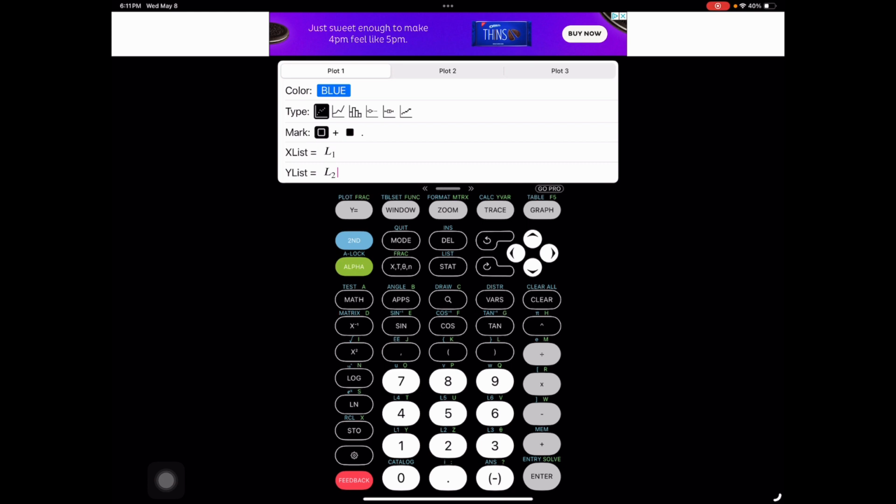We're going to hit zoom, which I know we're used to doing, and usually we're picking standard. We don't want to pick standard anymore. We want to pick option 9, which is zoom stat. So that's for statistics, so it makes sense. So we're going to hit 9, and you will get a picture of your scatter plot.